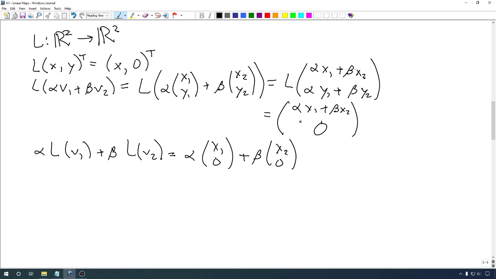And the question is, are these the same thing? And hopefully it's not too hard to see that yes, if we went ahead and did all the scalar multiplication and all the addition, we are going to get the same result. These two do give us the same thing. This is a linear map.